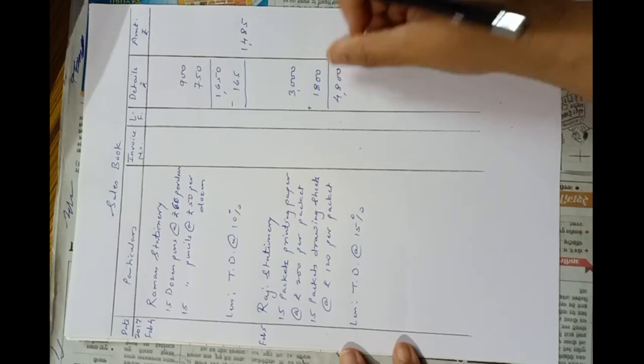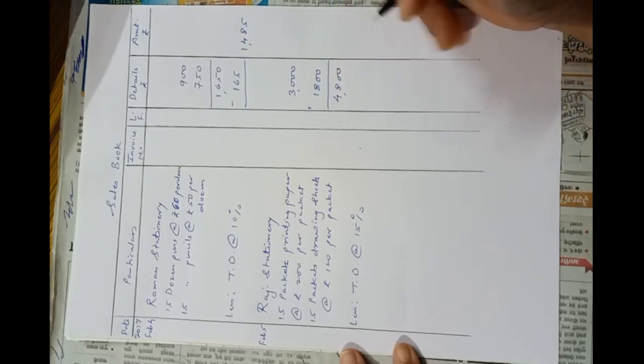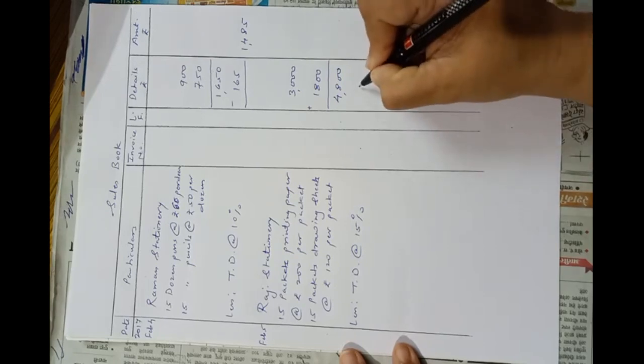10% is 480, 5% will be 240, so addition of that will be 720.